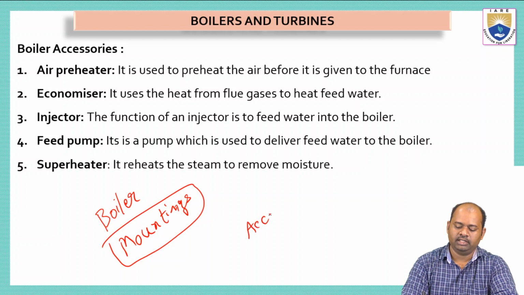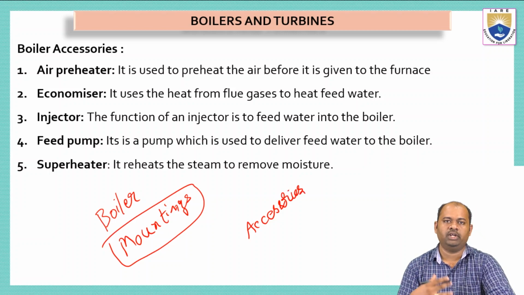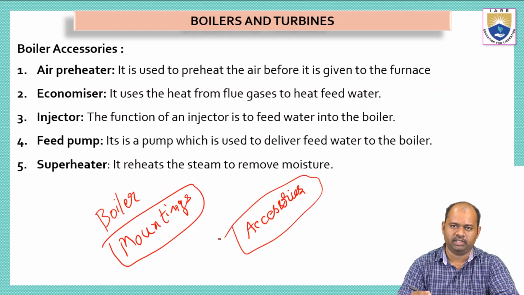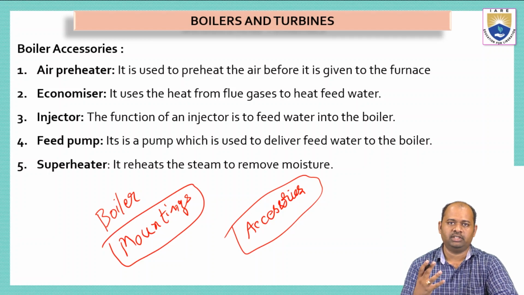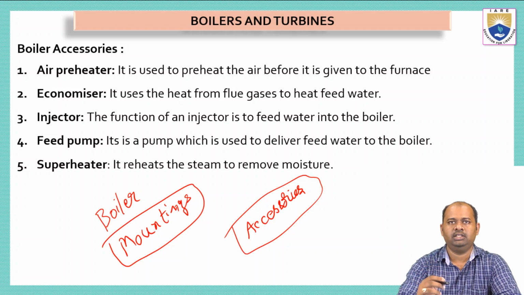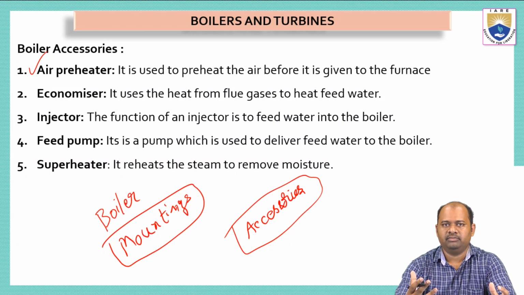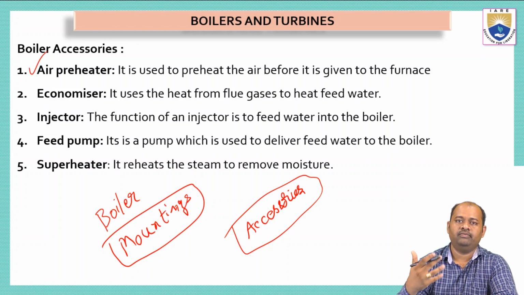But accessories are the devices that are added to improve the efficiency or working of the boiler. These are additional features that are added in order to improve the quality of the steam or to improve the efficiency of the boiler. These are not mandatory devices. Mountings are the only mandatory devices, but accessories are additional features. So they can be added or not, and the boiler can still work. Now let us see the definitions of these boiler accessories. The first one is the air preheater, where air will be preheated before sending it to the furnace.